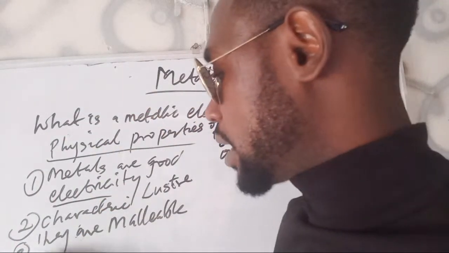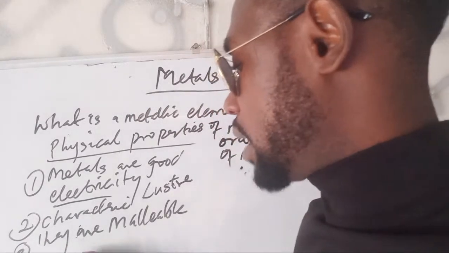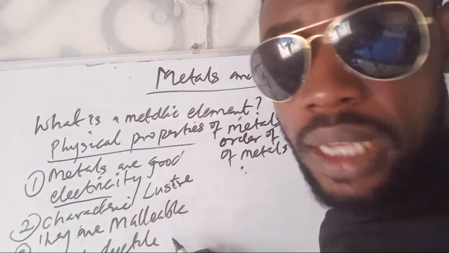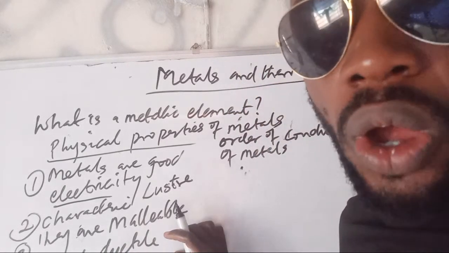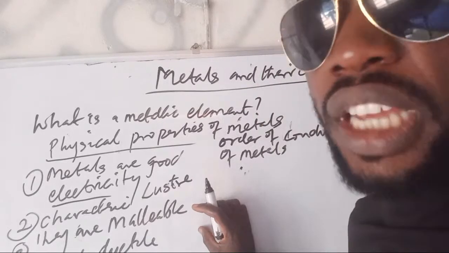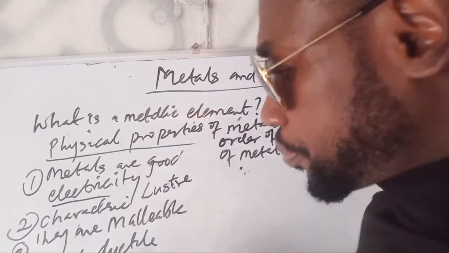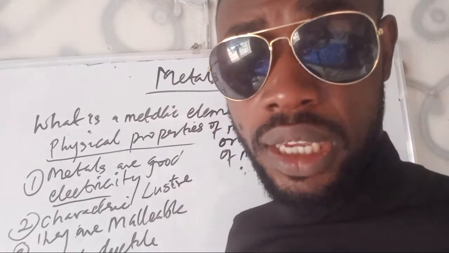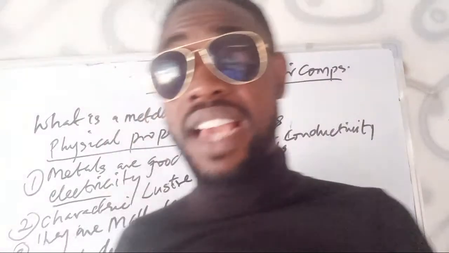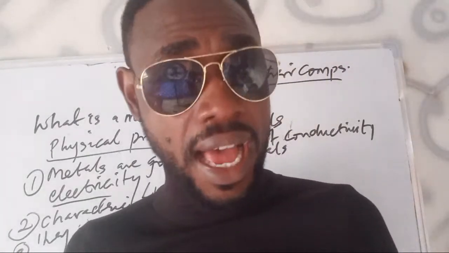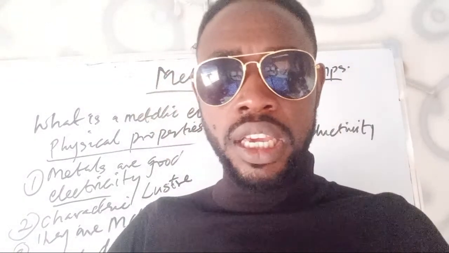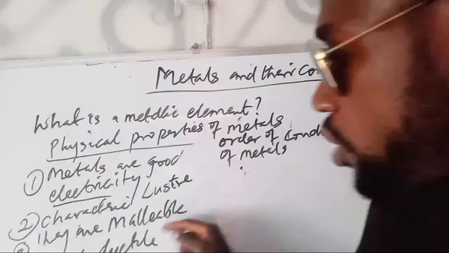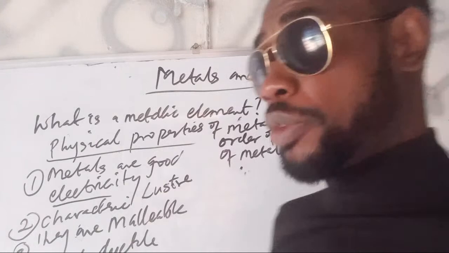The next thing is that they are ductile. Metals are ductile, meaning they can be drawn into wires. So malleability and ductility of metals show their shape can be changed. Then another thing is that metals have high density, of course. They are highly dense, hard, but not brittle, meaning they cannot easily be broken. Because they are malleable and ductile, that makes them not brittle.